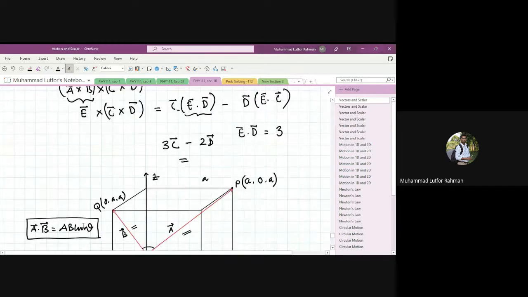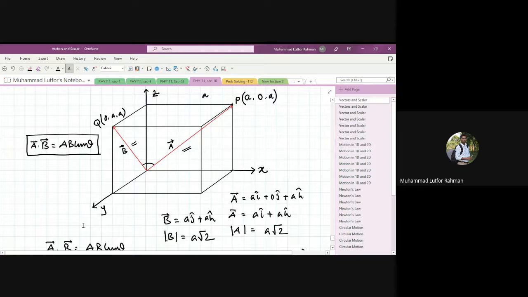Okay, and now if I ask you, can you find the body diagonal? If I ask you, you can also find that angle. Say I want you to find the angle that vector creates with the x-axis or z-axis or the y-axis. You can also find that one. How am I going to find it? You can also do it using a dot b equals ab cosine theta.